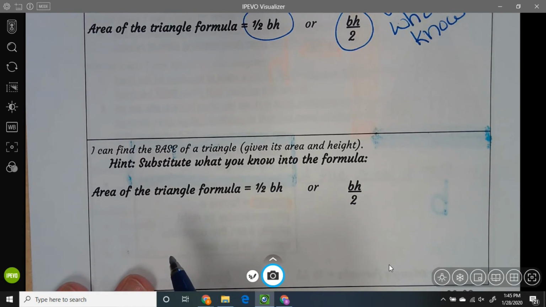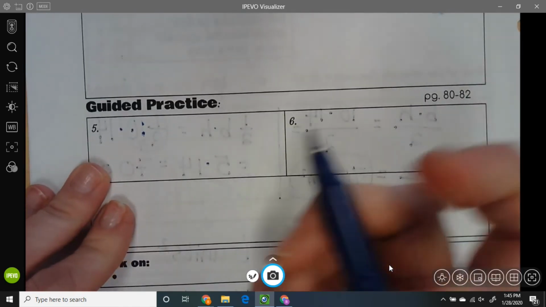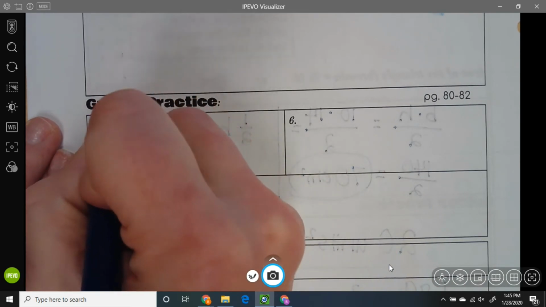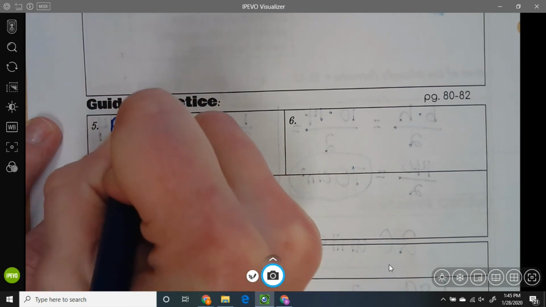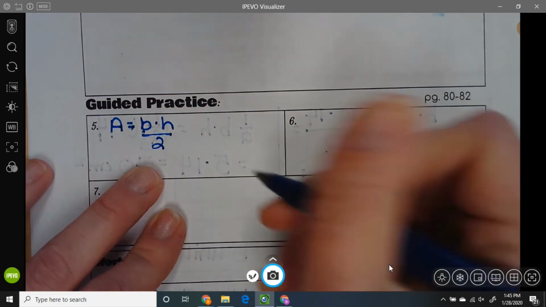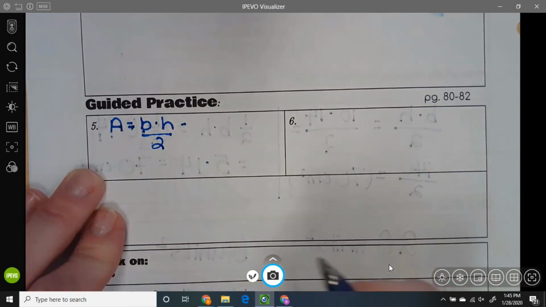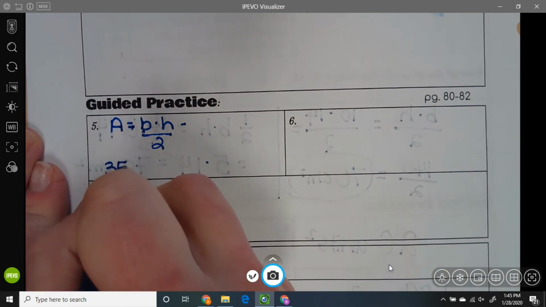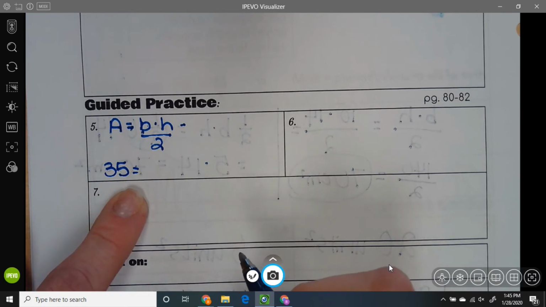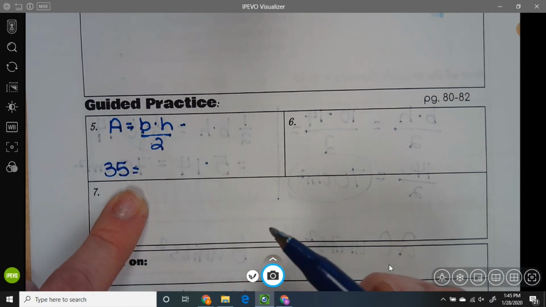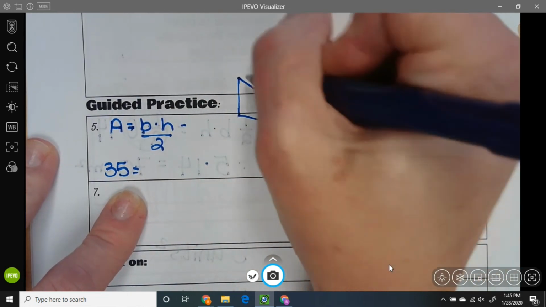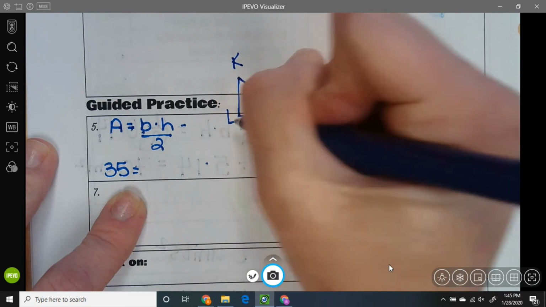if we look at number 5 on the guided practice, it says the area of triangle JKL is 35 square meters. So I have area equals base times height divided by 2. So we know the area is 35, so I can fill that in. It says find the height of the triangle. So it gives me this figure that looks somewhat like this. So I have K, L, and J.